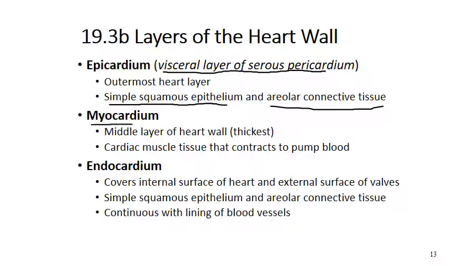Our myocardium specifically, of course, myo is going to be for muscle. This is going to be our thickest layer, and it is just cardiac muscle tissue, right? So it's just from pumping blood, and that's the only place that we're going to find cardiac muscle tissue. The endocardium, of course endo meaning inside, is going to be the internal surface of the heart, and then the external surface of the valves there. And it's simple squamous epithelial tissue and areolar connective tissue, and it's continuous with the lining of blood vessels.